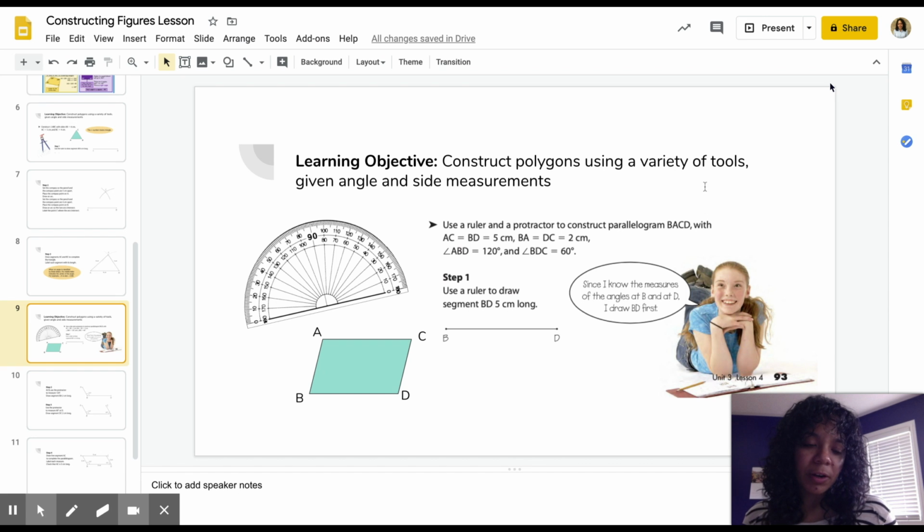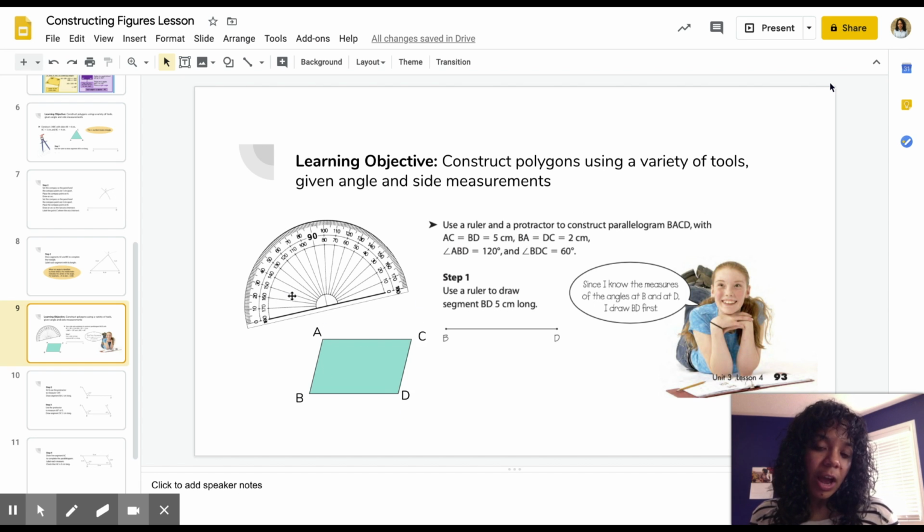So this will be parallelogram BACD with the following side measurements and angles. So AC equals BD and it's 5 centimeters. As you know, with a parallelogram, there are 2 pairs of parallel sides. So AC and BD are both 5 centimeters and BA and DC are 2 centimeters.